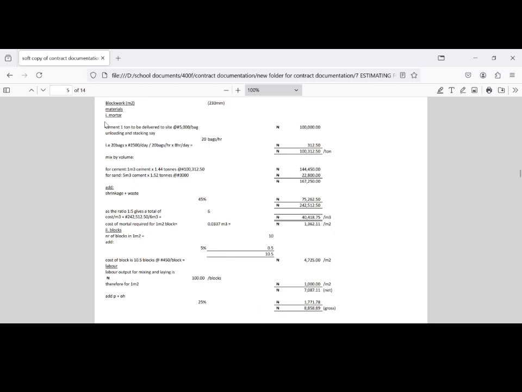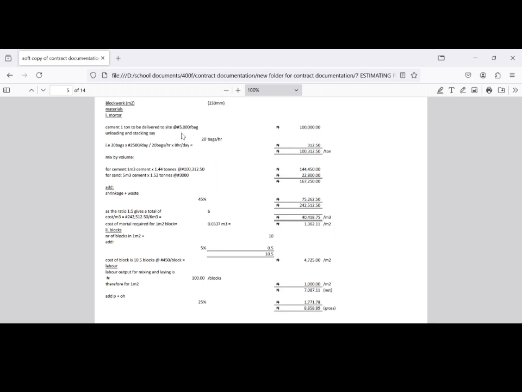So for our cement, 1 ton to be delivered to site will cost us 5,000 naira per bag. That is, if they are bringing 1 bag of cement, it costs 5,000 naira. And 1 ton is about 20 bags of cement. That's the 50 kg. So now 5,000 times 20 will give us what? 100,000. How did I get that 20 bags is 1 ton?